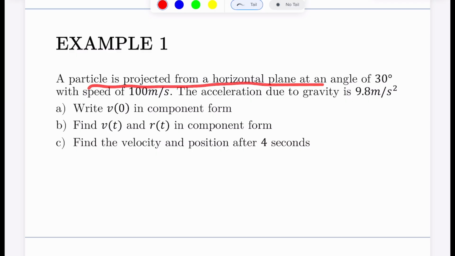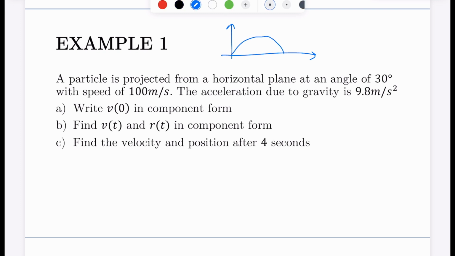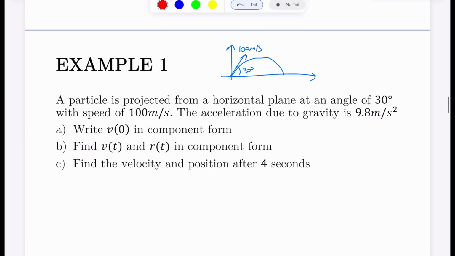A particle is projected from a horizontal plane at an angle of 30 degrees with a speed of 100 meters per second. So what I like to do as I read the question is draw a quick diagram. A horizontal plane just means from flat ground, with a launch angle of 30 degrees and an initial velocity of 100 meters per second. Although they haven't told us this in a pure vector form, this is still a vector because of the specified magnitude and direction. But hopefully you can see that it's not as complicated as it seemed when we were doing the equation derivations.